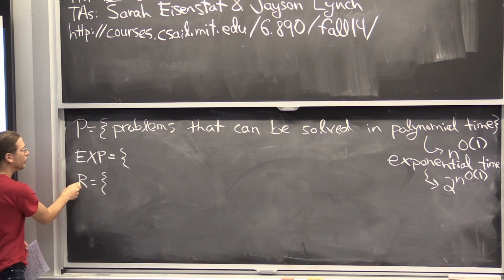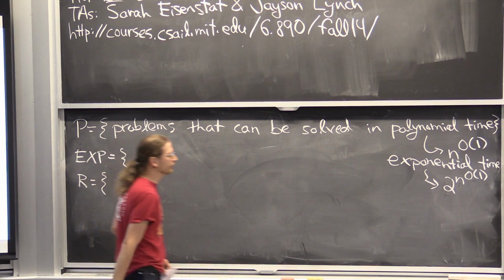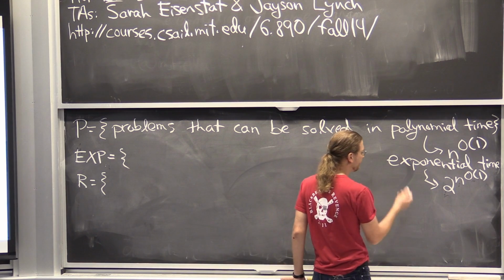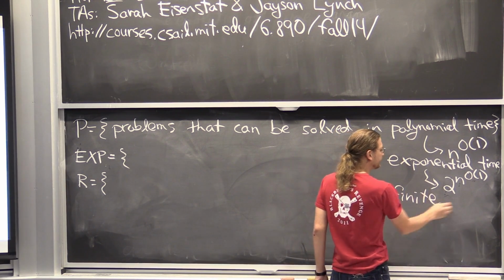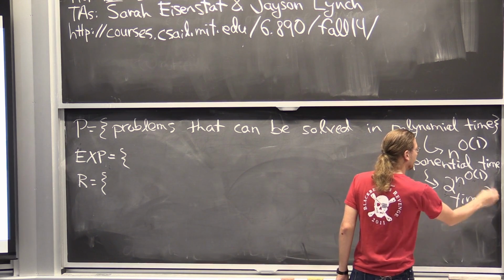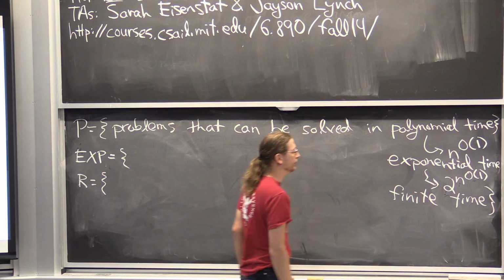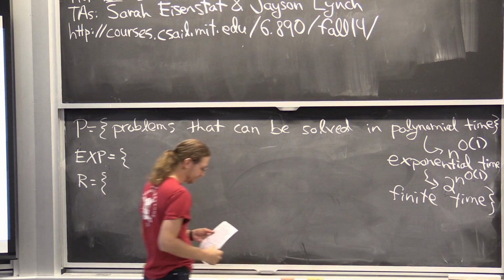And then I'll define one more just for kicks. R is the recursively enumerable problems, or recursive problems. These are all the problems that can be solved in finite time. Always. And these are all worst case bounds, right?